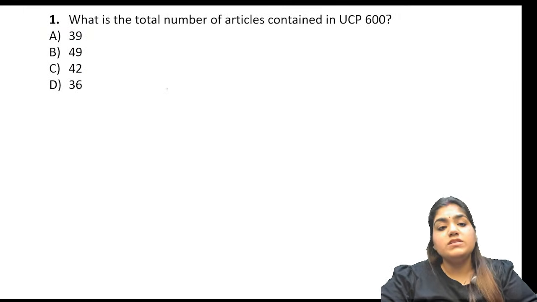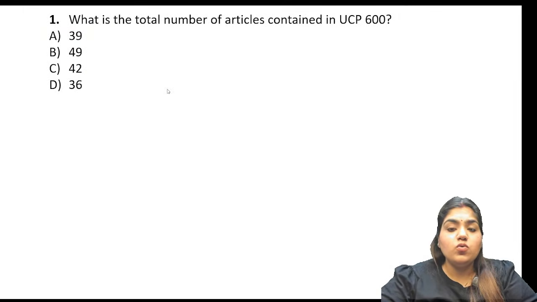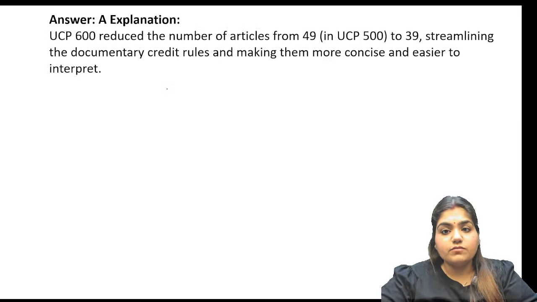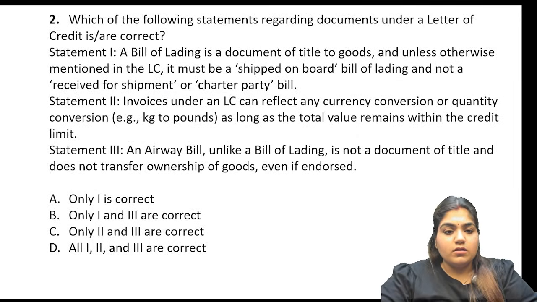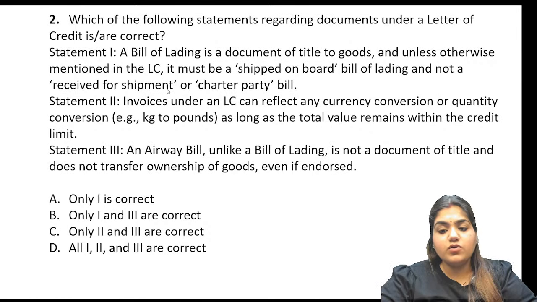Next, what is the total number of articles in UCP 600? It got reduced, right? It got reduced from 49 to 39. The answer is A. In 500 there were 49, in 600 it is 39. Statement number, what is correct? Statement number 2 is incorrect. Invoice must strictly adhere to the terms of the LC. We should always follow what was required. B is the correct answer.